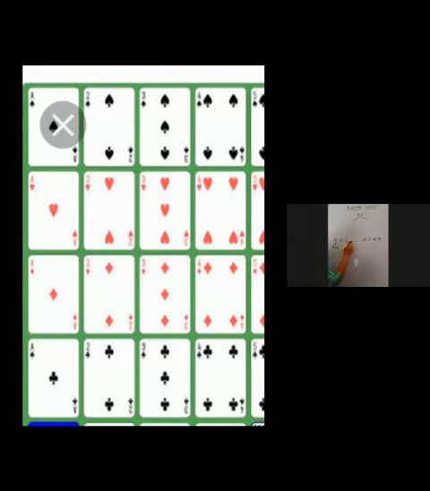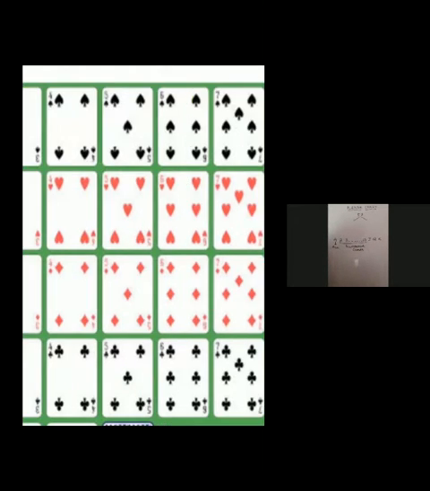Then 2, 3, 4, 5, 6, 7, 8, 9, 10. These are known as numbered cards, because numbers are written on them. All right. Then if you look carefully, after 9, you have 10, J, Q, K.